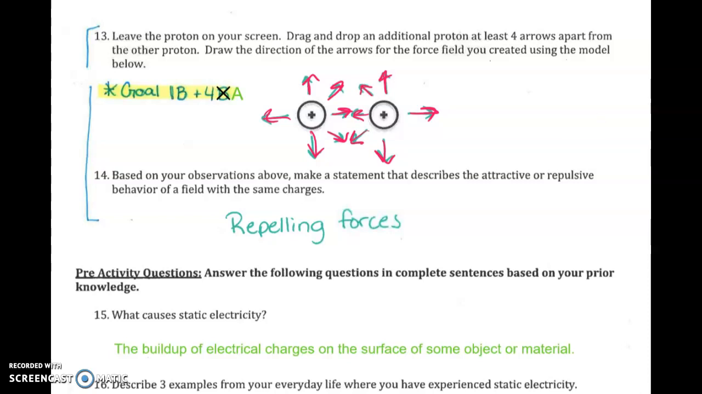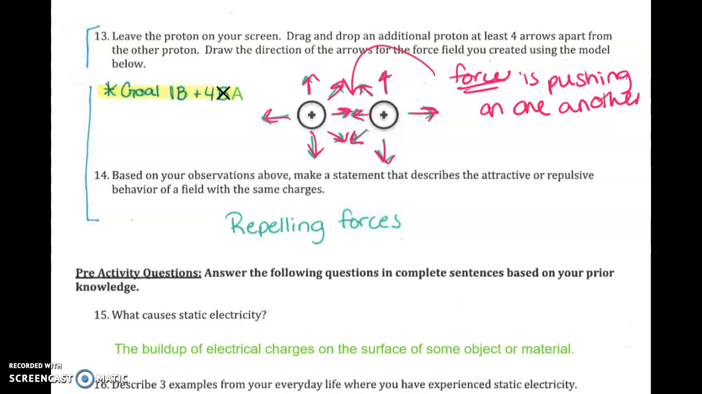These arrows don't represent the movement, they represent the force. So you can see that the force is pushing on one another. These arrows are not representative of the way they move. They don't move closer together. They'd actually move further apart because they're repelling forces. If you have 2 of the same charges, they're going to want to repel each other. They're going to have a harder time coming in contact.